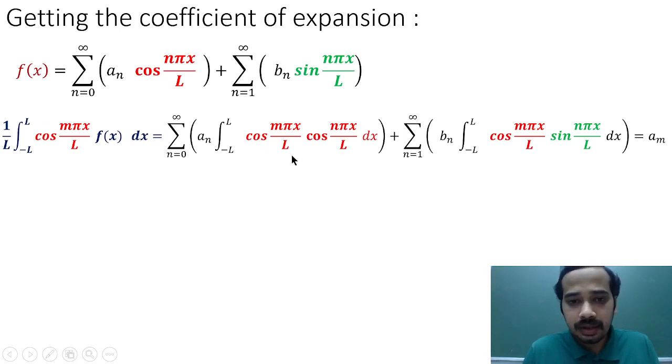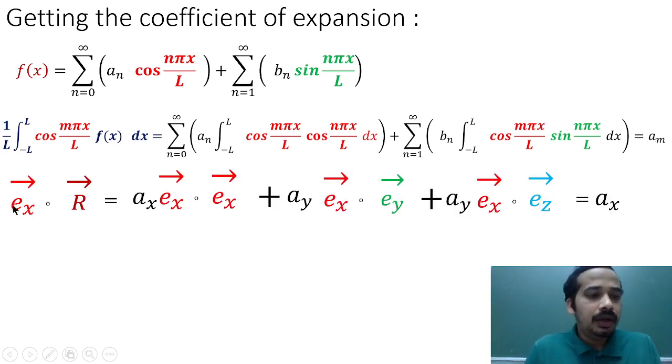As I mentioned earlier, cos(m pi x/L) times cos(n pi x/L) will be non-zero only when m equals n. So the other terms are 0, and you will get a_m outside. This whole thing is very similar to taking the dot product of a particular unit vector with a general vector and getting the coefficient. We can imagine this whole integral as a kind of dot product. In linear algebra, we don't call it a dot product, we call it an inner product. This whole integral is called an inner product.